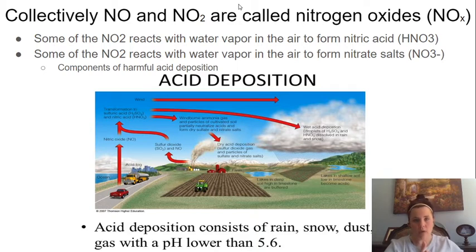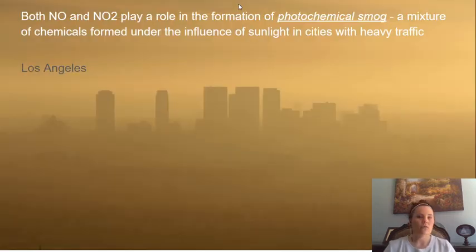I mean, it's not like you're going to walk outside and sizzle, but it's by the power of 10, right? So every time you go down the pH scale, you go from 10 to 100 to 1,000. So acid deposition consists of rain, snow, dust, or gas with a pH lower than 5.6. Not going to sizzle. This makes me very sad.